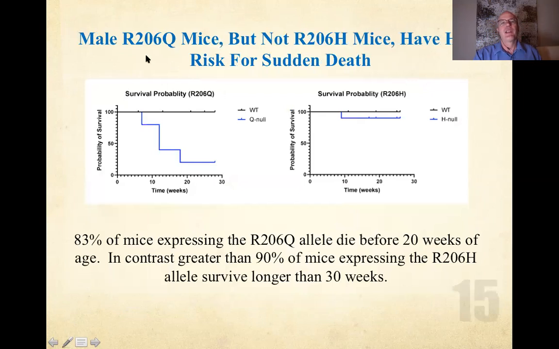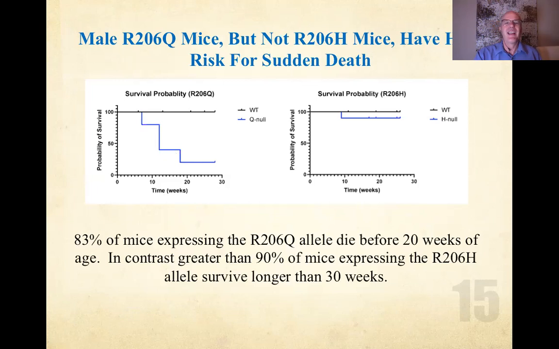We also notice that the 206Q mice, but not the 206H mice, have a higher than normal risk for sudden and unexpected death. And this is the Kaplan-Meier survival probability for the male R206Q mice as a function of age, as well as the R206H mice, and it's over the same time windows. And the blue line shows the death rate, either found dead in their cage or reached a point where we had to euthanize the mice.